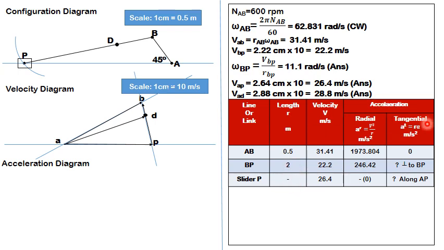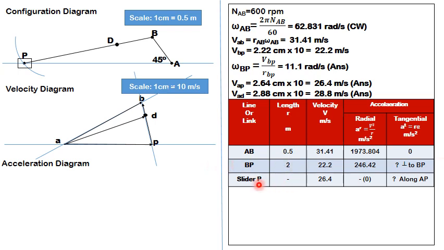The tangential acceleration is given as r alpha, but for AB it will be 0. Why it is 0: the crank AB is rotating with a uniform angular velocity of 62.831 radians per second. If you read the problem statement, the angular velocity is given but acceleration has not been mentioned. So the angular velocity is uniform and hence there won't be any angular acceleration. I mean this alpha term will be 0. So hence r alpha will be 0. That's why the tangential acceleration of link AB is 0.